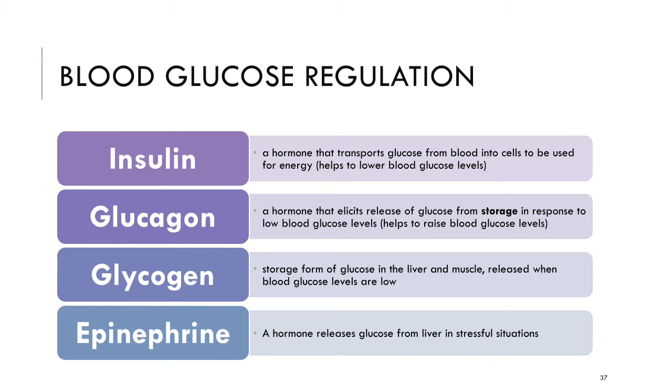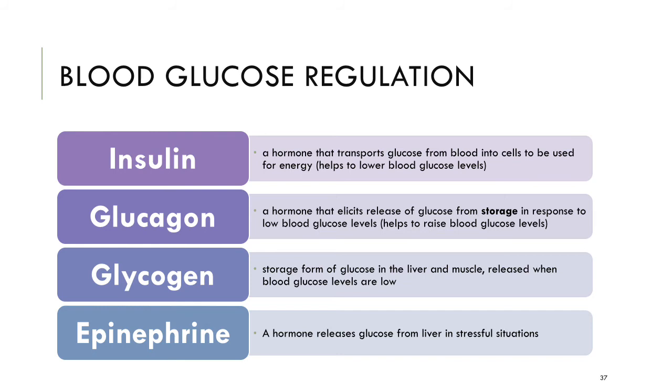Glucagon is another hormone that elicits the release of glucose from storage in response to low blood glucose level. So what does it do? It is a hormone that initiates the conversion of glycogen in the liver or in the muscle tissues into glucose. When does this hormone act? This hormone acts when our body is experiencing low blood glucose level.